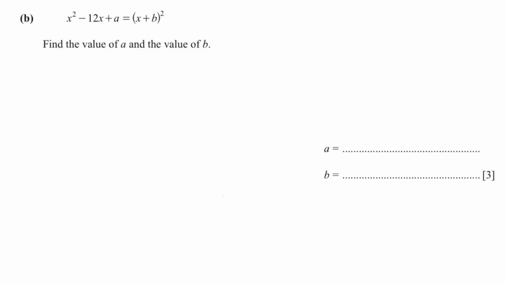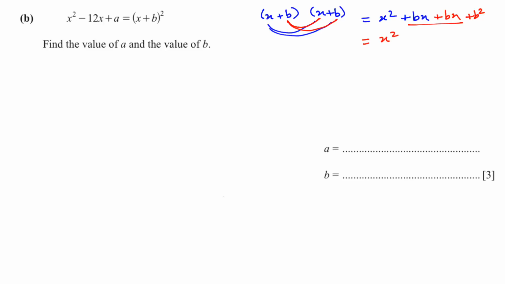(x plus b) square means (x plus b) times (x plus b). We are going to multiply x by x, that will give us x square, then x with b, which will give us bx. And then we are going to multiply b with x, which will give us bx, and b multiplied by b is b square. When you add the like terms together, you will get x square plus 2bx plus b square.